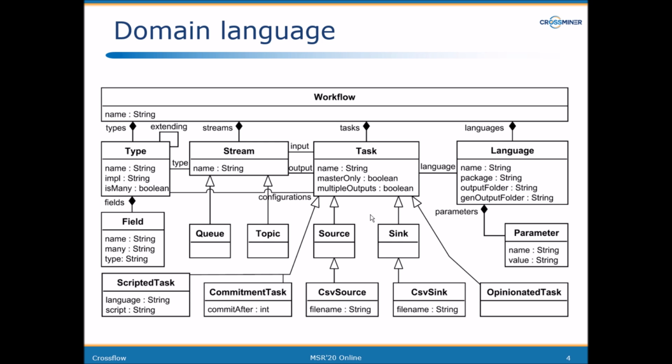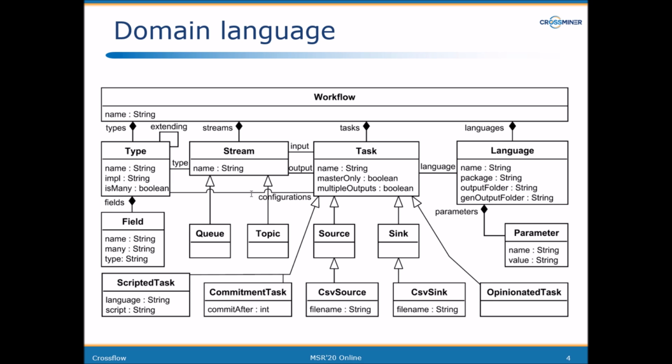The domain model itself can be seen here, and we will now go through its important elements. A workflow is made up of a collection of tasks. A task defines a process in the workflow that is going to be executed, and these processes are independent of one another. Such tasks can be defined as running only on the master, and also as producing more than one output for a single input. These tasks are also written in a specific programming language.